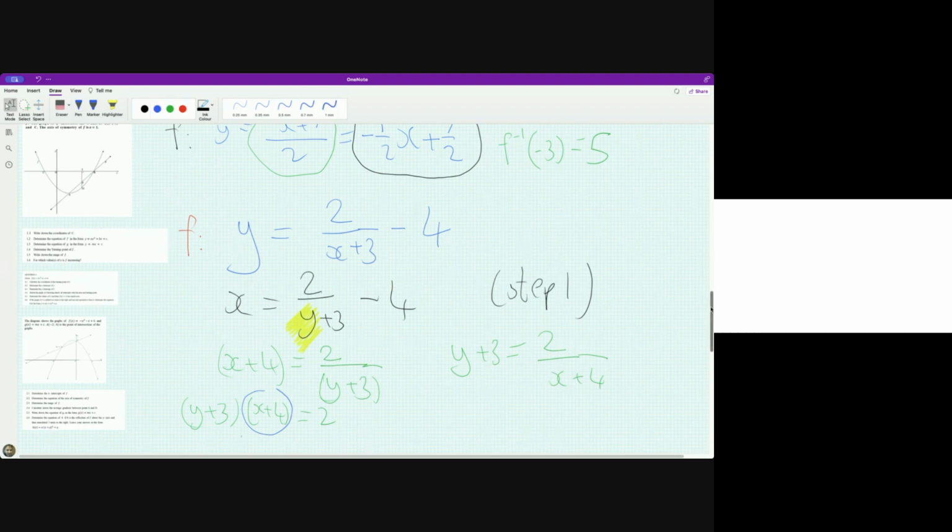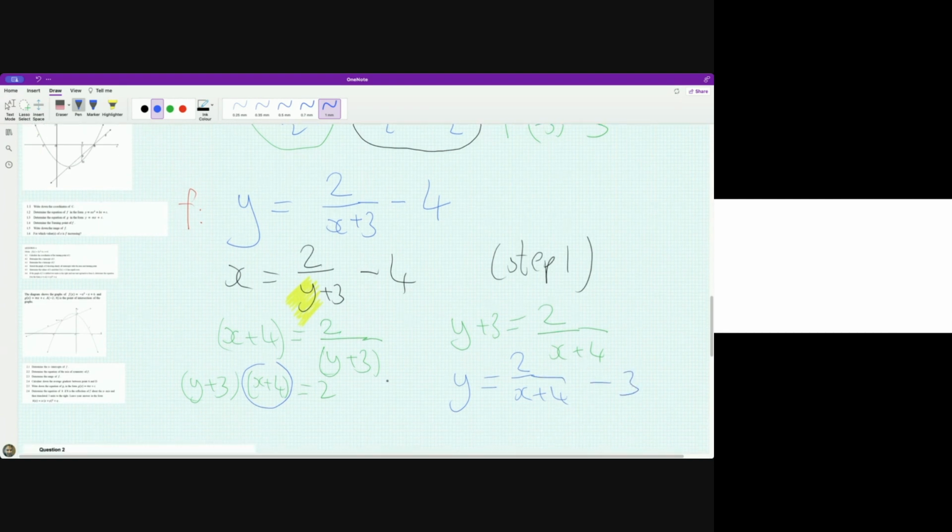Give me a thumbs up if you're okay with that so far. Now, the last step, and I think you will know this, is I need to move the 3 across. And so what we have here is the inverse function of that hyperbola, which is 2 over x plus 4 minus 3.